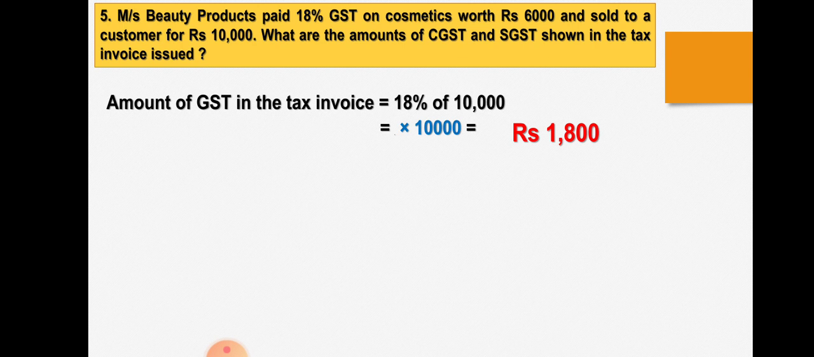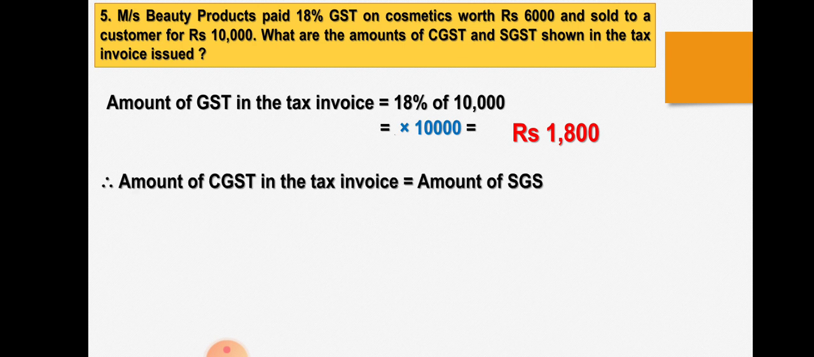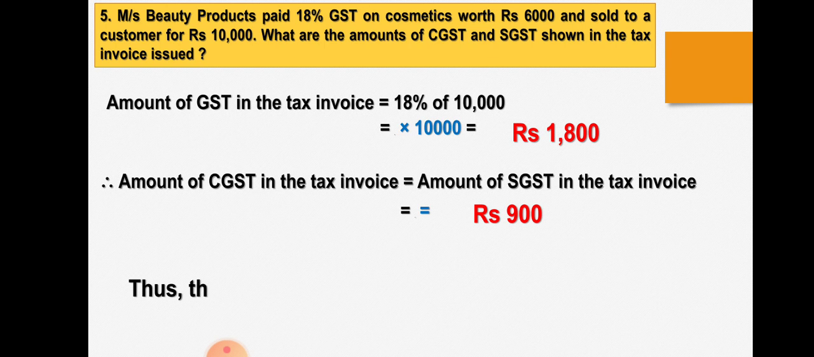So as you got the amount of GST, the amount of CGST in the tax invoice will be equal to the amount of SGST in the tax invoice, and it will be half of it. So half of 1800 is 900. It will be 900 rupees. So this was a simpler question. Nothing about input and output tax was mentioned here. We just have to find out what CGST and SGST are mentioned in a tax invoice issued to that particular customer. So we find 18% of 10,000, it is 1800, and half of 1800 is 900. So now let's move to the next question, question number 6.